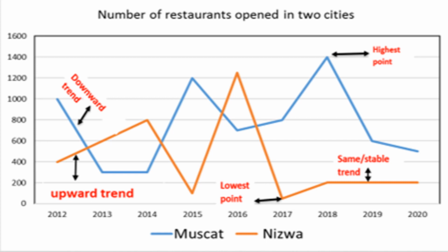Now these are the trends in the graph. When you look at it from 2012 to 2013, the blue line is for Muscat. So the number of restaurants in Muscat showed a downward trend. So what words will you use here? You can use words like decrease, decline, dropped, plunged, like that.